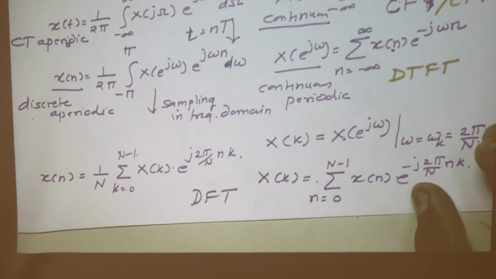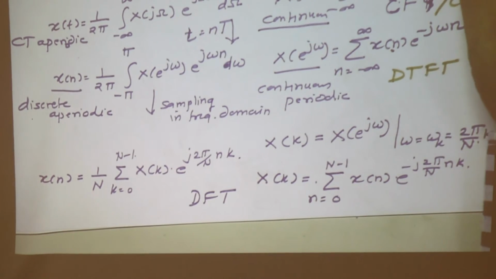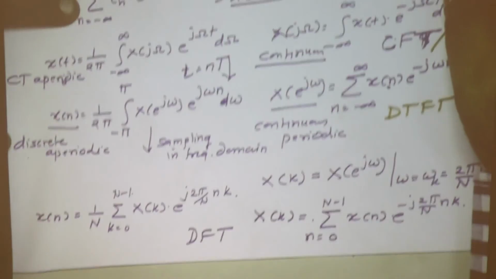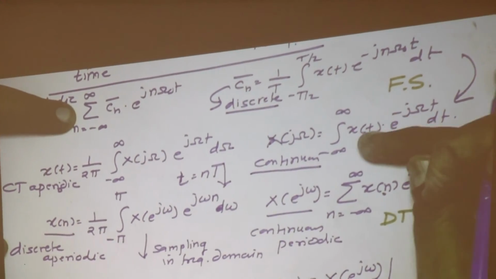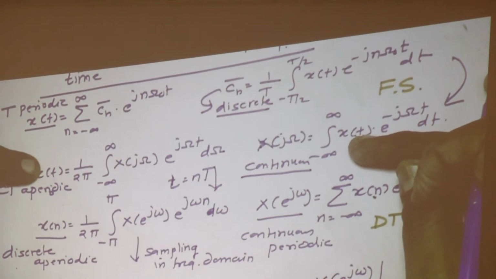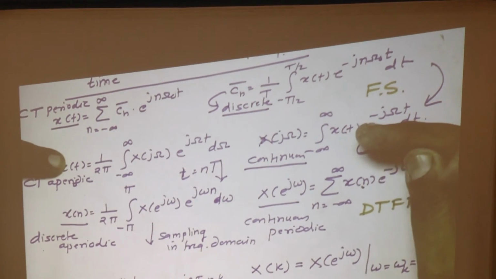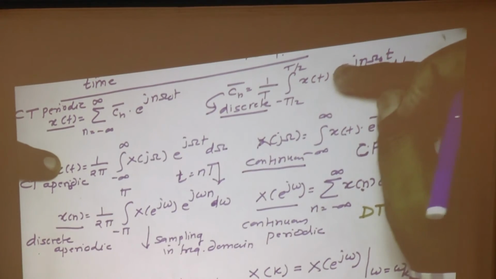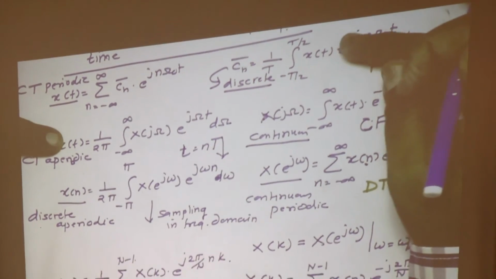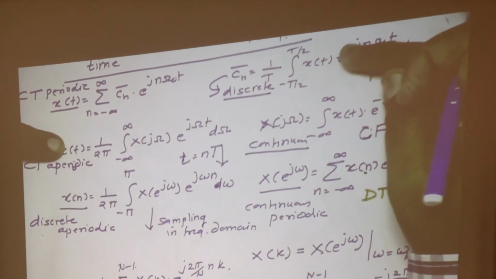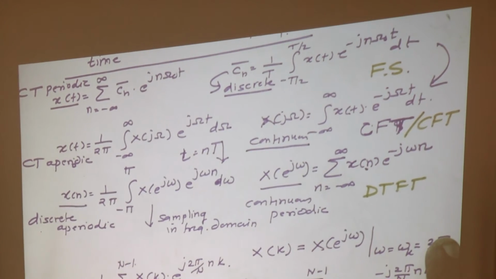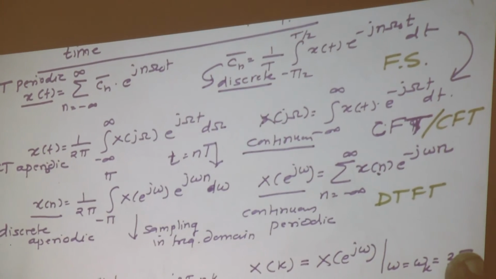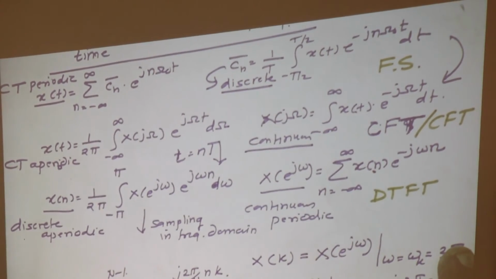periodicity in one domain here is associated with discreteness. This is periodic, this is discrete. This is continuous, this is aperiodic. So, sampling in the frequency domain, the Cn bar is in the frequency domain, this is the sampled version. So friends, periodicity in one domain is associated with sampling in the other domain, discreteness in the other domain.